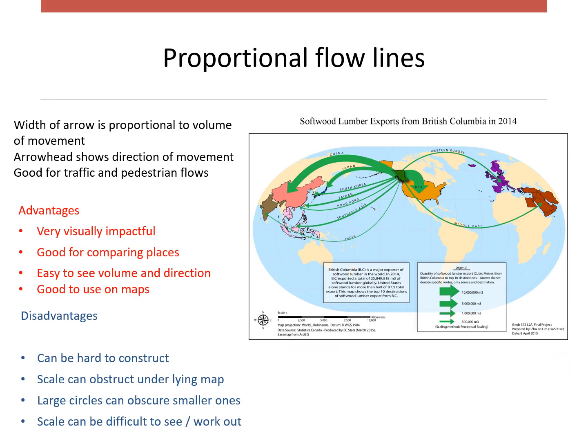Similarly, you can have proportional flow lines that you put on a map. Again, very visual. It's good to show things like migration or trade or export of goods between different parts of the world or movement of people. But apart from that visual impact that it has, it can be hard to produce. The larger arrows in this case can obstruct smaller ones beneath it. And the scale can be difficult to see again and to work out.